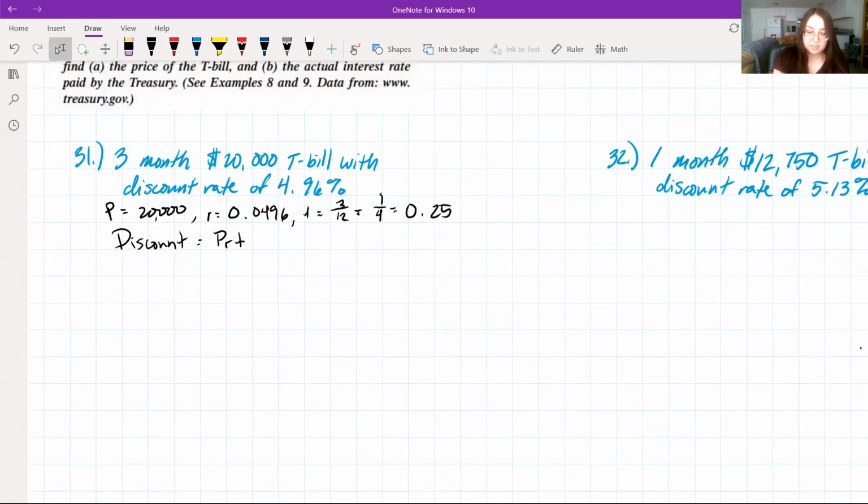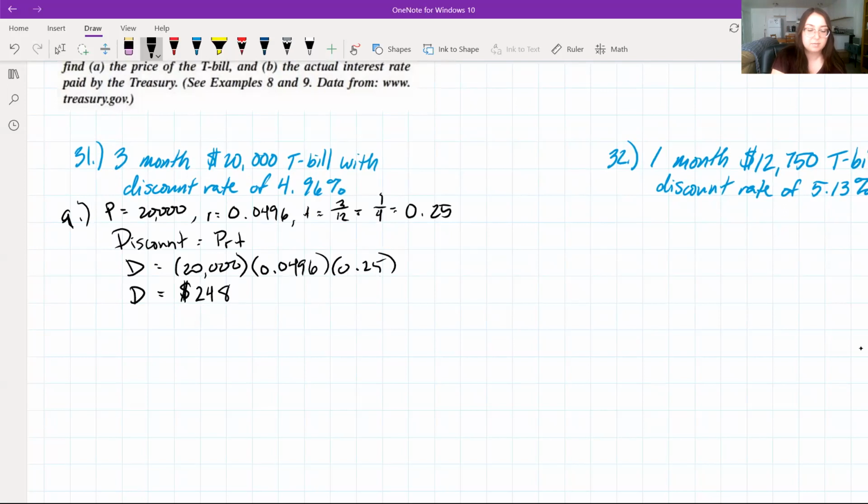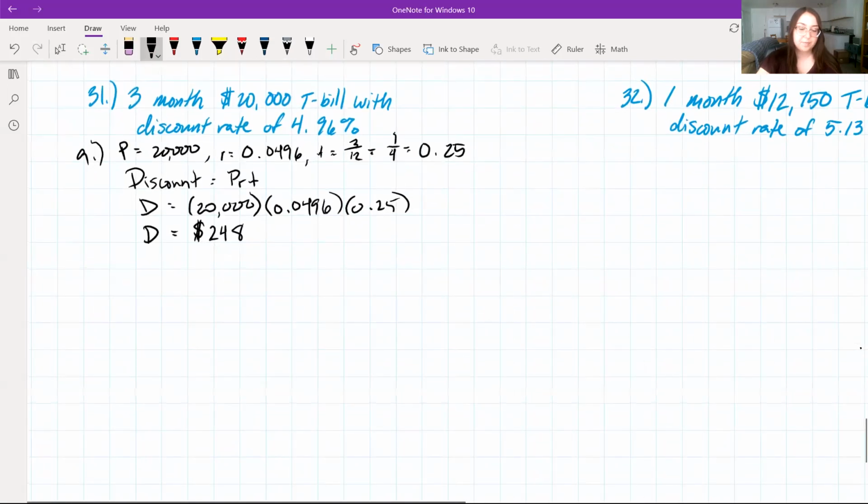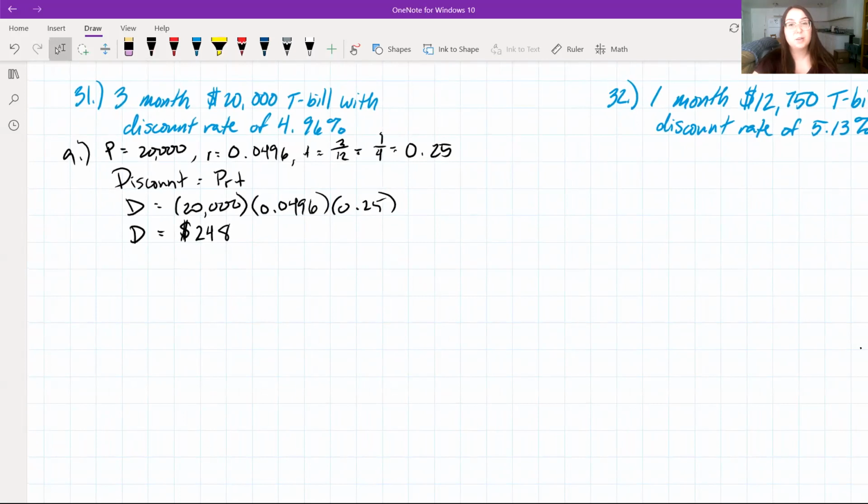All right, so discount, which I'm just going to rewrite as D, is equal to our principal, 20,000, times our rate, 0.0496, times our time, which is 0.25. So I invite you to take a moment and calculate this on your own. And you'll see that the discount is going to be $248. This was part A. All right, so we found that the discount value was $248.